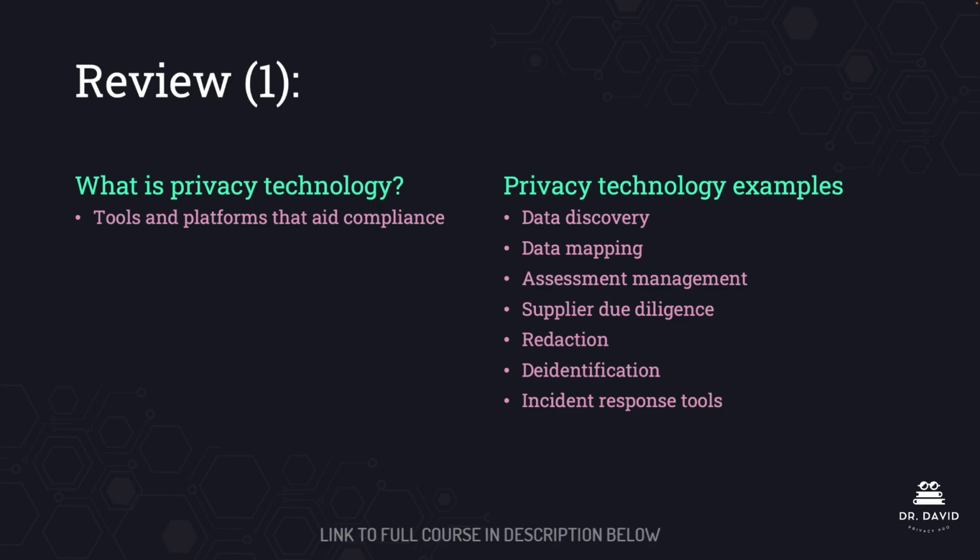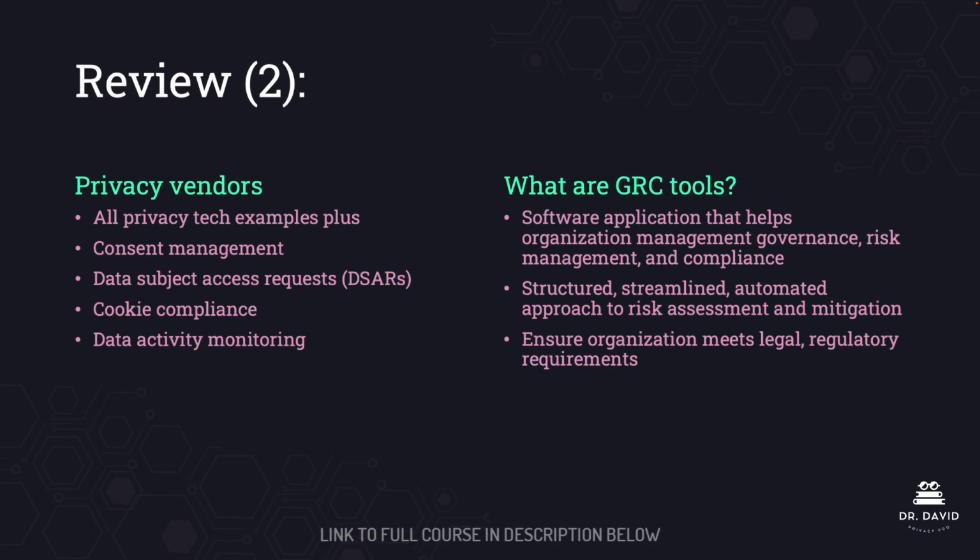In this lecture, we have looked at privacy technology and GRC tools. Remember that privacy technology consists of tools and platforms that aid compliance. Examples of privacy technology include data discovery, data mapping, assessment management, supplier due diligence, redaction, de-identification, and incident response tools. Privacy vendors can provide all of the privacy technology that we just looked at, in addition to consent management, data subject access requests or DSARs, cookie compliance, and data activity monitoring.